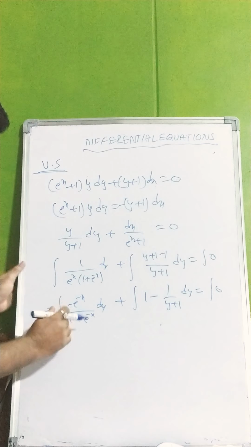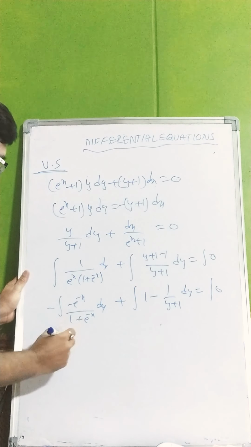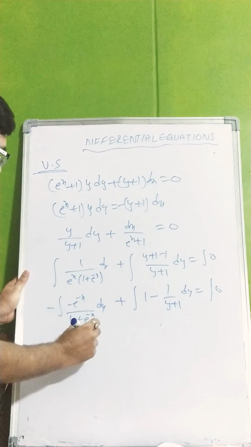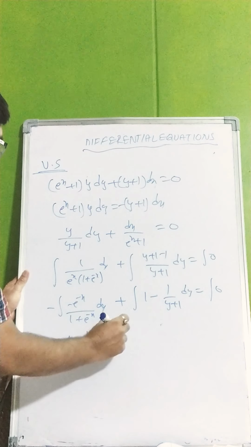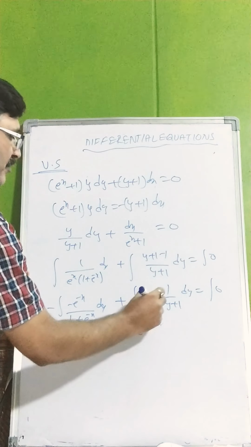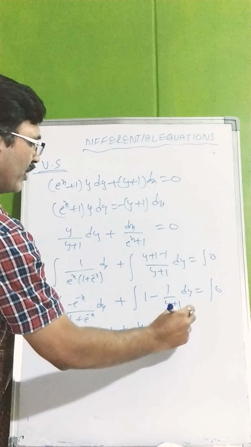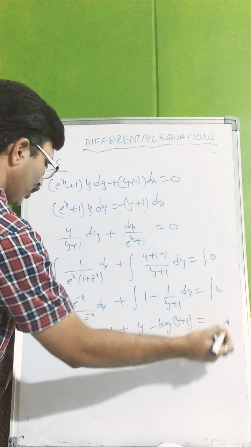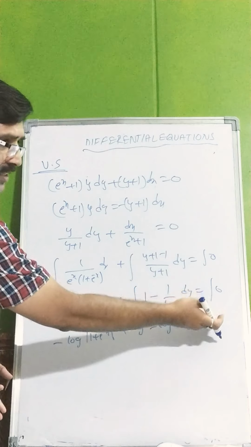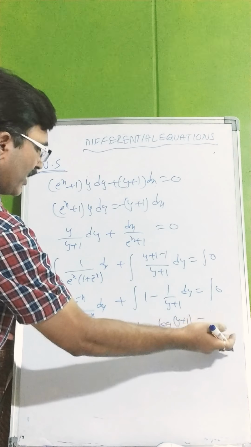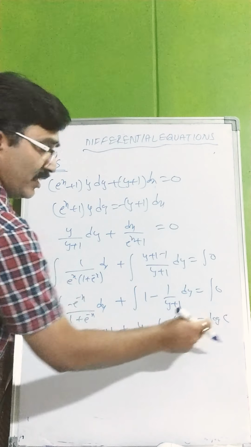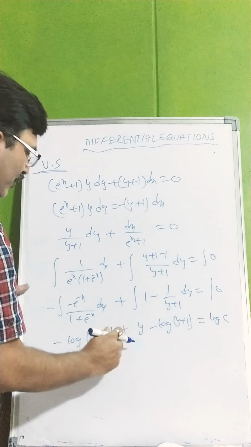That's the reason f dash x by f of x means logarithm of mod 1 plus e to the power of minus x. And here y integral of 1 means logarithm of y plus 1. It depends on the option. You can select this constant, whether you want to write c or something else. Okay, here I'm taking log c to tell you in a better way.